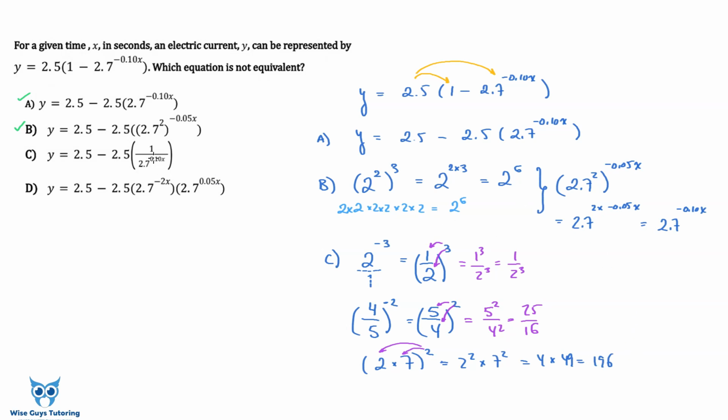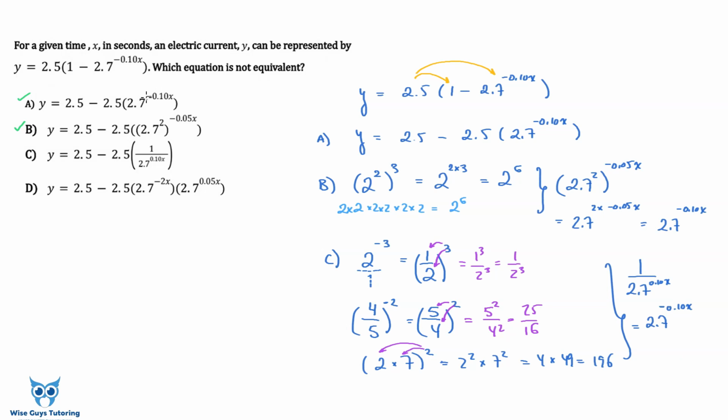let's go back to our guy here. He was 1 over 2.7 to the 0.10x. Well, since it's 1 over, that means if I make the exponent a negative, he can come back upstairs. He can get flipped over to be 2.7 over 1. But we don't really need the over 1, but we do need that negative.